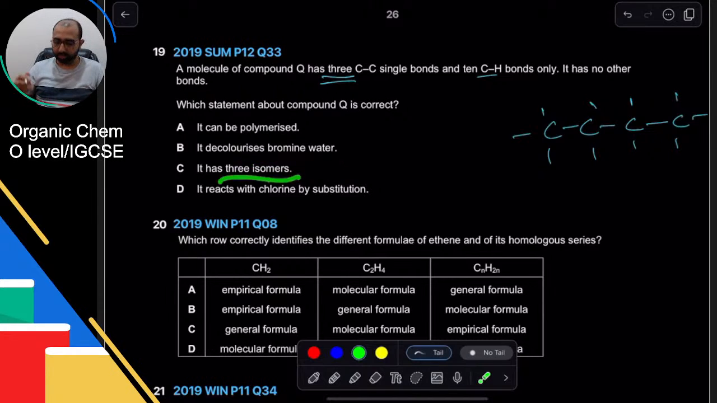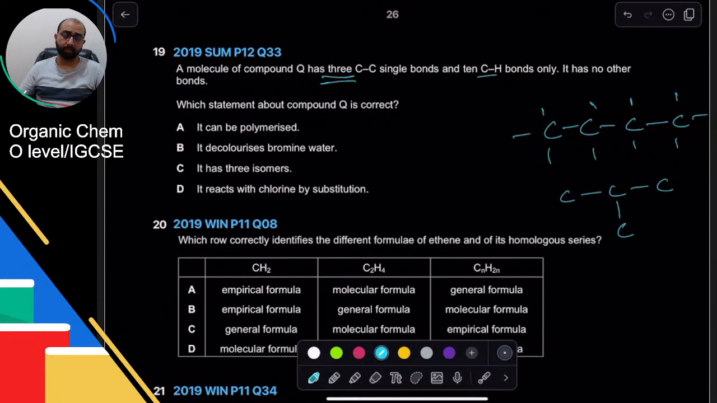It has 3 isomers? It has 2 isomers? We have seen them. One with 4 carbons in a straight chain, and one with 3 carbons in a chain and the 4th as a branch. We have seen these isomers. So this means C cannot be correct. It reacts with chlorine by substitution. That is correct because alkanes do that.